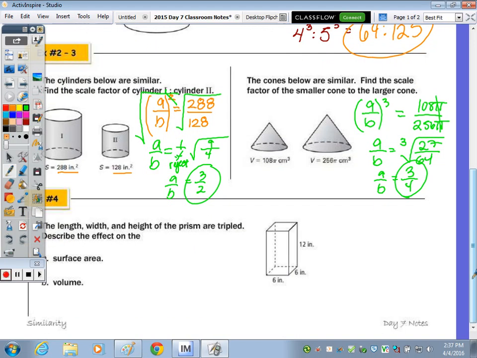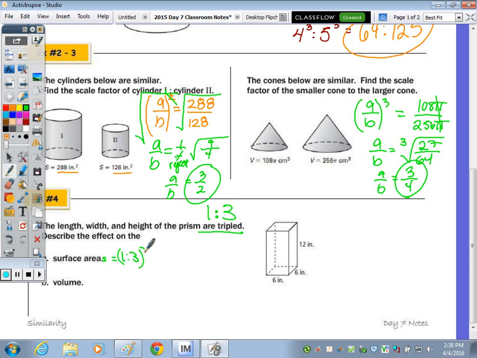The length, width, and the height of the prism are tripled. We're not actually going to triple them. We're going to use the relationship between the ratio of the volumes and the areas. Describe the effect on the surface area and volume. Now, you could triple them and see what happens, find the volume of each. But if you're going to triple your dimensions, what's the ratio? 1 to 3. So what's going to be the ratio of the surface areas?